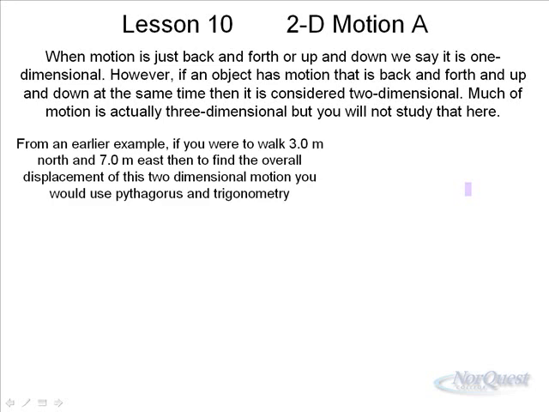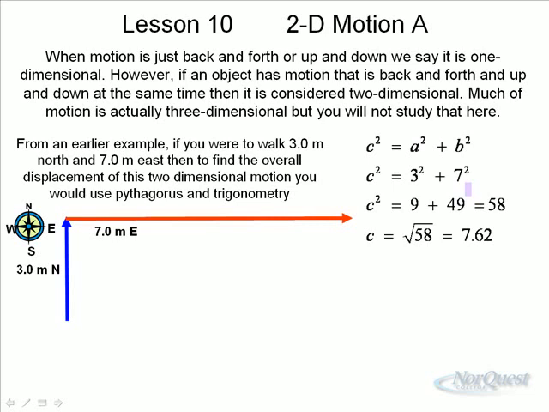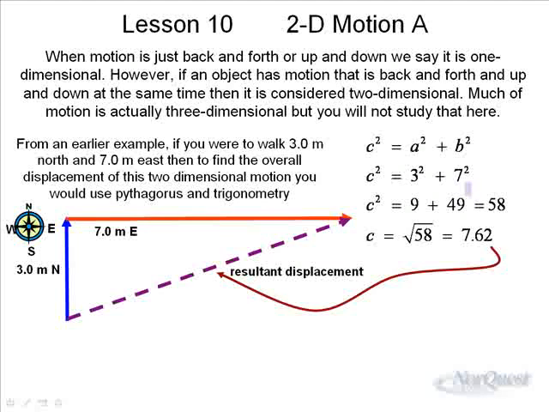From an earlier example, if we walked 3 meters north and 7 meters east, then to find the overall displacement of this two-dimensional motion, you would use two tools: Pythagoras and trigonometry. Pythagoras: c squared is equal to a squared plus b squared. Here we have the two sides of a right-angled triangle. And of course, 3 squared plus 7 squared gives us 58. The resultant is going to be the square root of 58, or 7.62 meters.